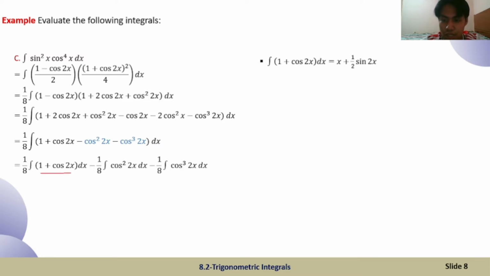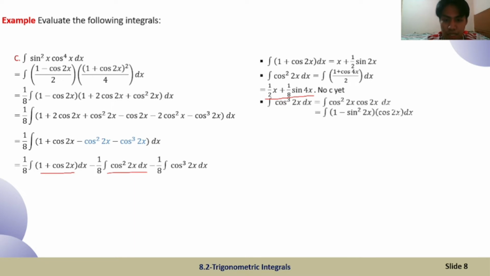The first part of the integral right here is equal to x plus 1 over 2 sine 2x. However, with the second part of the integration, we have the integral of cosine to the power of 2, 2x dx. Now using the half angle formula, we'll be able to calculate it, and we will get the answer right here. Now you should not add the constant c to the answer yet, because we'll be adding it at the end when we combine all the answers together.